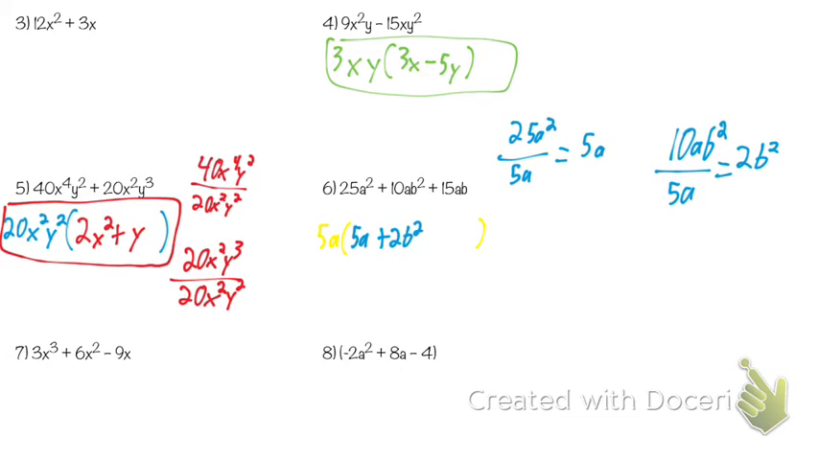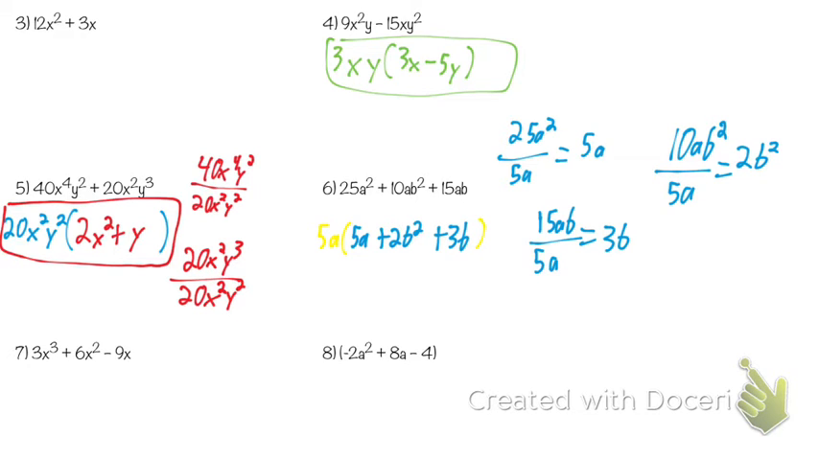2ab squared? No, but here's why. A to the first divided by a to the first. Mason, what's anything divided by itself? 1. So you just secretly have 2 times 1 times b squared, but we don't need to write that. And then our last one, 15ab divided by 5a, is 3b.